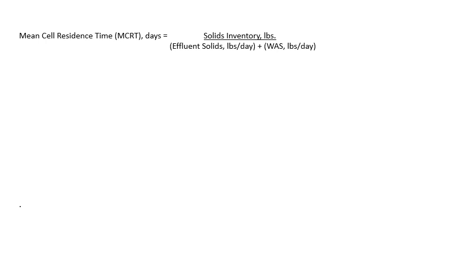So to solve for mean cell residence time in days, the formula is solids inventory in pounds divided by effluent solids pounds per day plus WAS pounds per day. If you notice, this is three separate pounds formulas, and we're going to break them down and pull them out individually. On top, you have solids inventory in pounds. The solids inventory in pounds formula is aeration tank capacity in million gallons times MLSS in milligrams per liter times the standard 8.34 pounds per gallon.